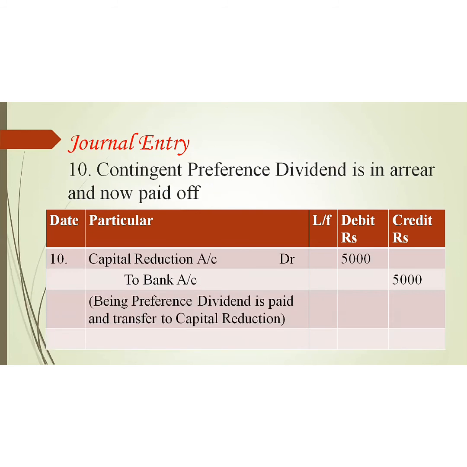Now, preference dividend which are in arrears are now paid off. Whatever amount we pay, that journal entry we have to write. Suppose preference dividend in arrears is 10,000, but we are paying only 5,000 as full and final settlement, then the journal entry will be for only 5,000. And therefore the journal entry will be capital reduction account debit to bank account, being the preference dividend paid and transferred to capital reduction account. Capital reduction account is debited because we debit all the expenses and losses.